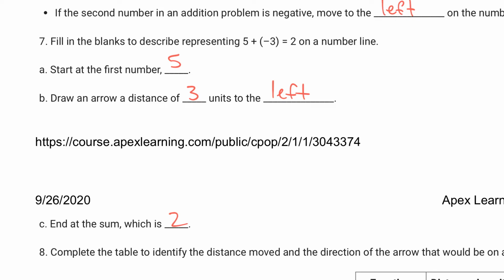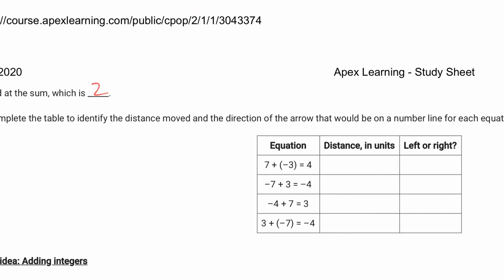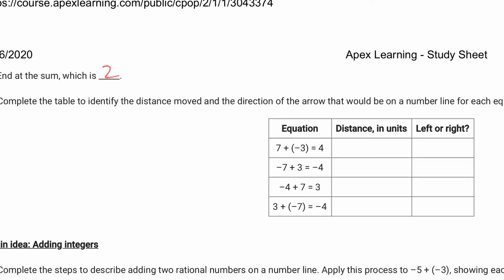And then we have, complete the table. What we have is this equation right here, 7 plus negative 3. The distance we have to move is 3 spaces, and since it's negative, it's going to be to the left. So it's going to be 3 spaces to the left on a number line. Here, it's positive, so I have to move 3 spaces again. But since 3 is positive, I move to the right.